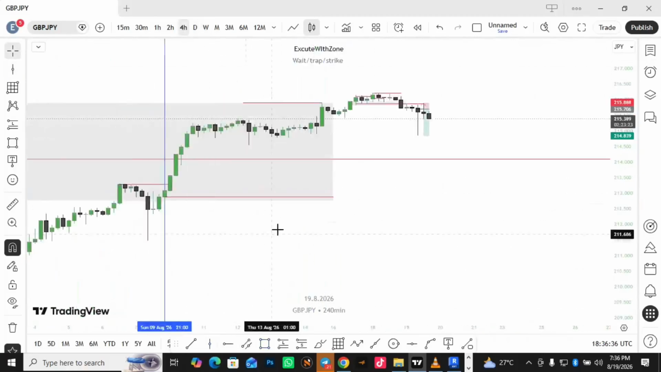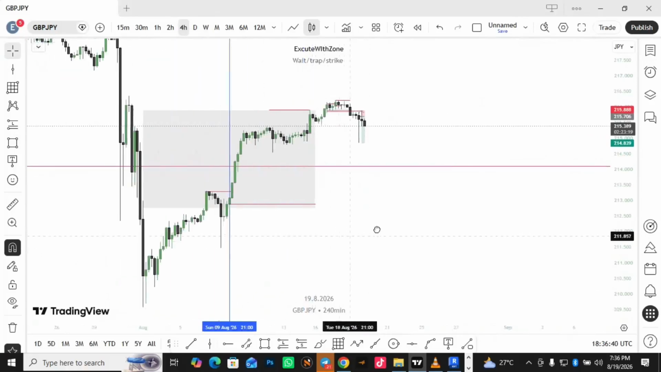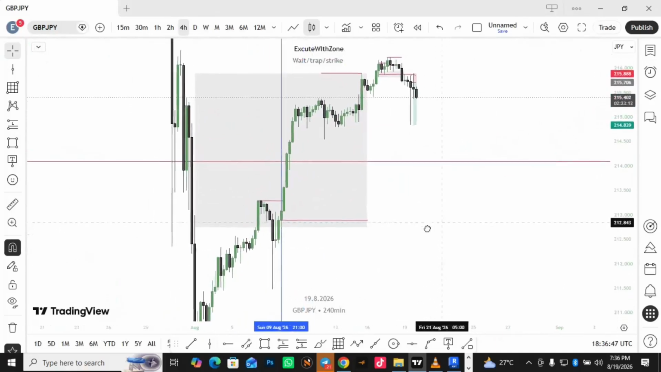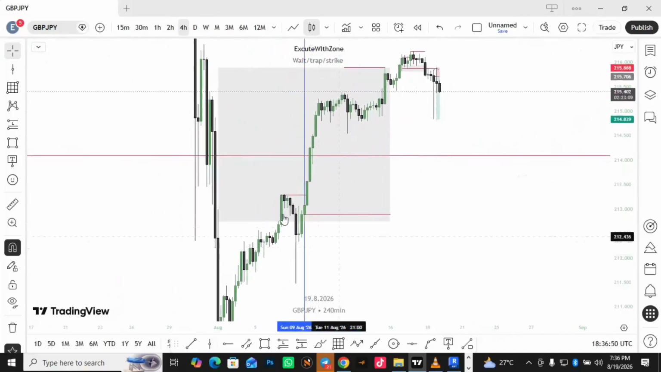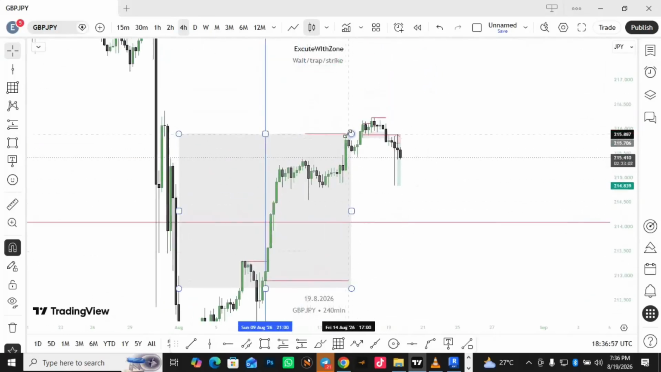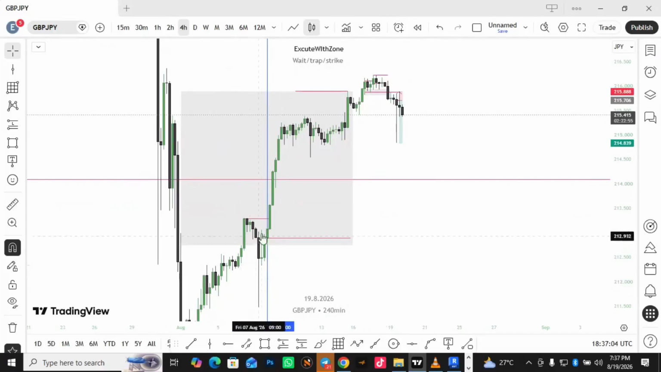So I move to 4 hours. Getting to 4 hours, I want to understand the structure behind it. That's one thing I want to do. So what is the structure here? This is the low over here, the previous week low, and this is the previous week high that we have around here.